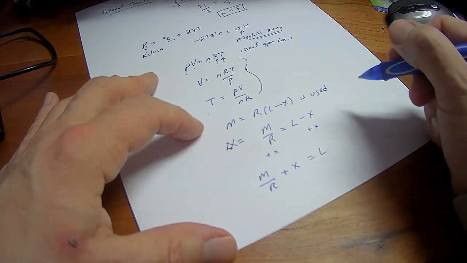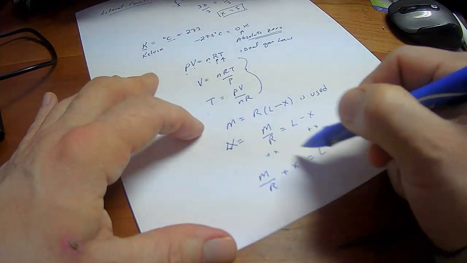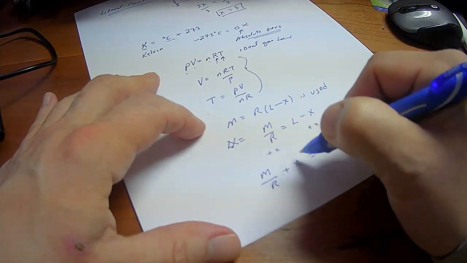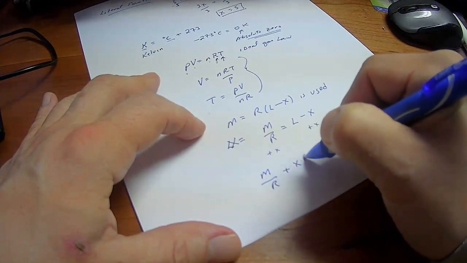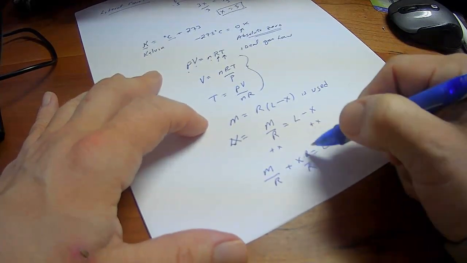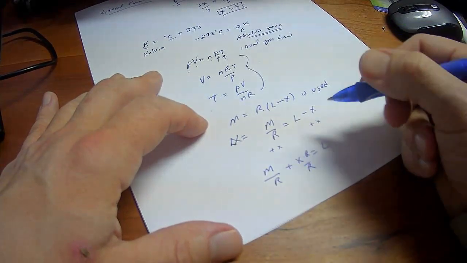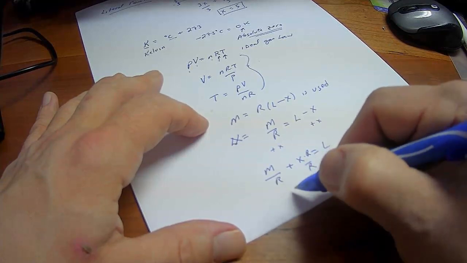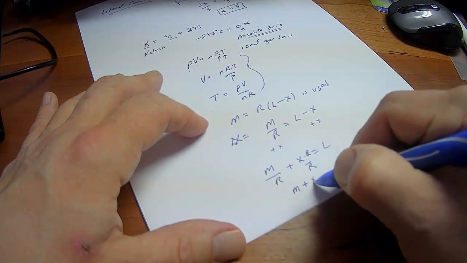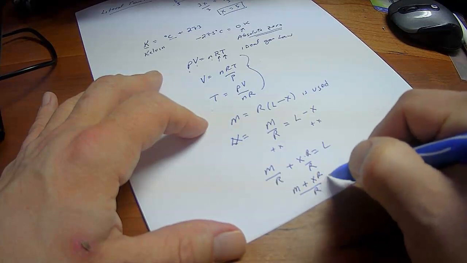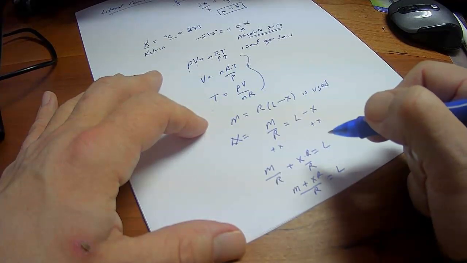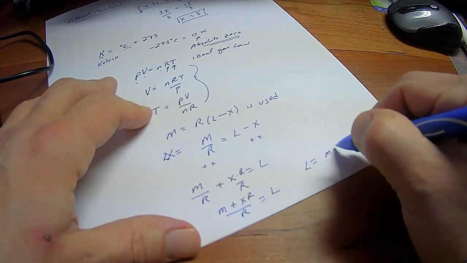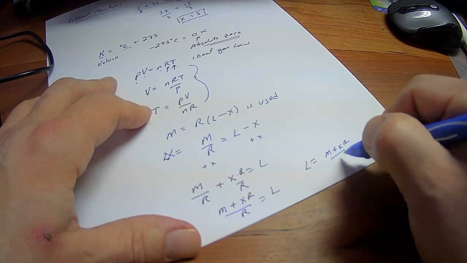I'd like to tidy that up a little bit and make this maybe one term over here. And if you want to find a common denominator, you can multiply by r over r. And multiplying by r over r is just the same as multiplying by 1. So when I do that, I'm going to get (m plus xr) over r is equal to L. And that's our answer. L equals (m plus xr) over r.